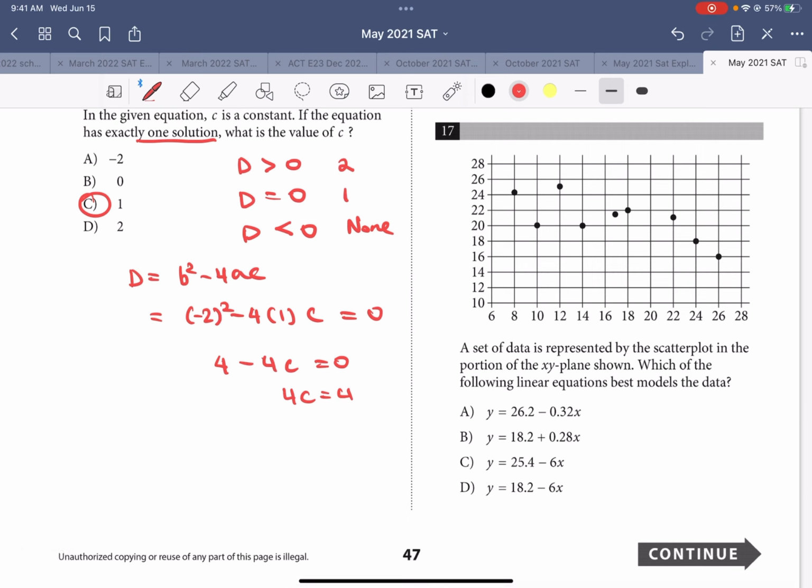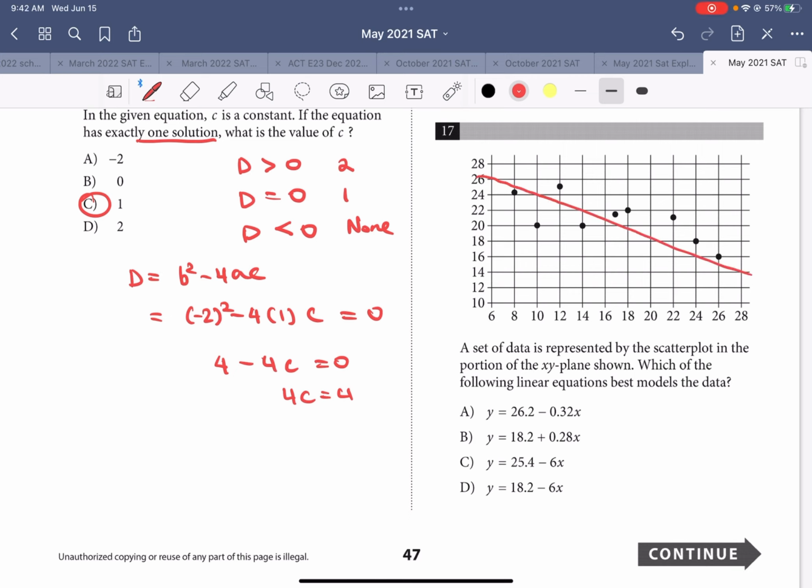17. The set of data is represented by the scatter plot in the portion of the xy-plane shown. Which of the following linear equations best models the data? So you have to draw on your own the best fitting line. So I would say, let's see, it's approximately like things like that around there.